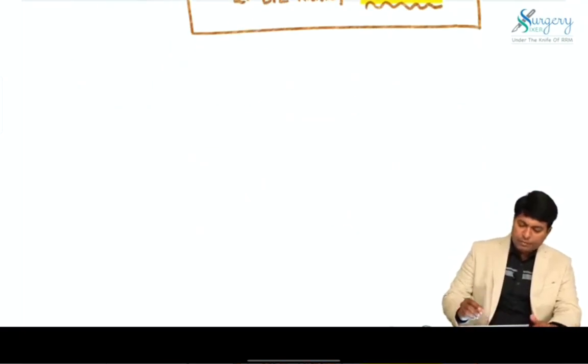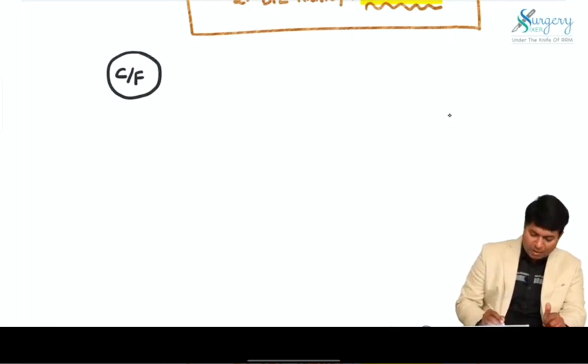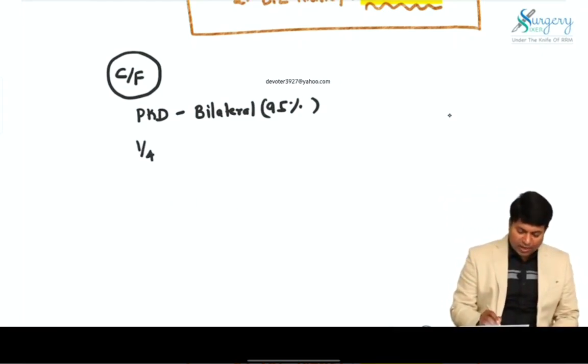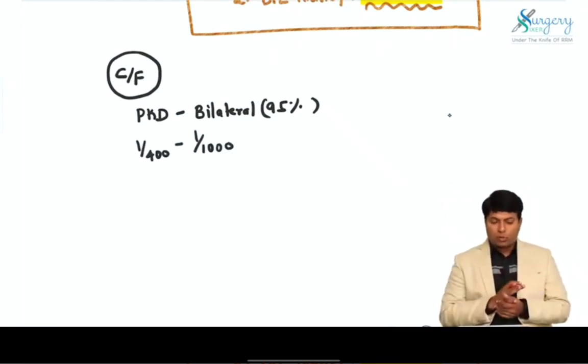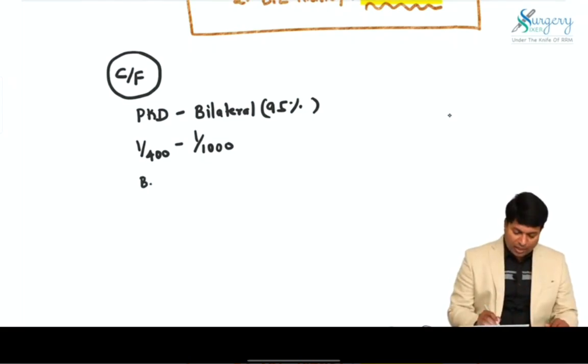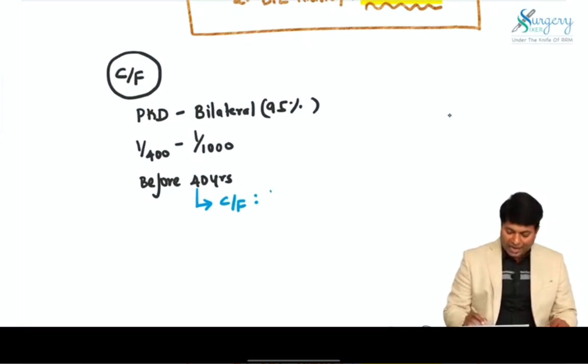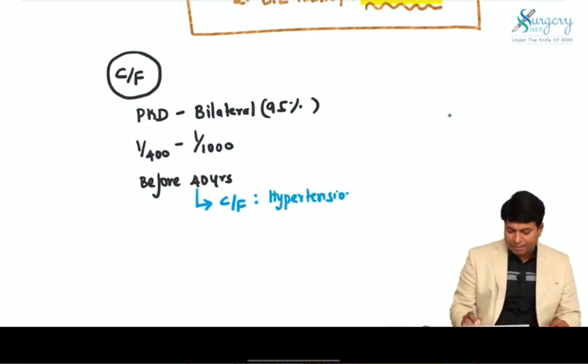Okay. Now coming to the clinical features. Please remember, polycystic kidney disease is always bilateral. It is bilateral in 95% of cases, and it is seen in 1 in 400 to 1 in 1000 people. It usually manifests before 40 years. Before 40 years, they come to hospital with a classical clinical feature. What? They come to you with hypertension. Hypertension is the classical presentation.